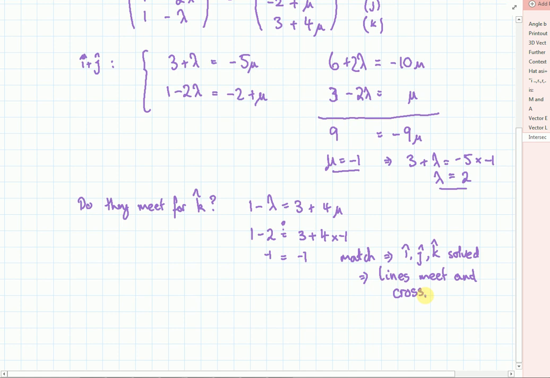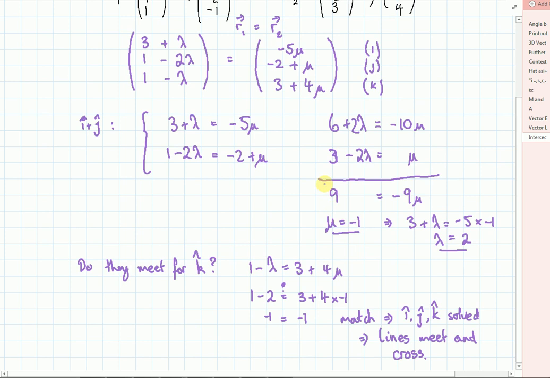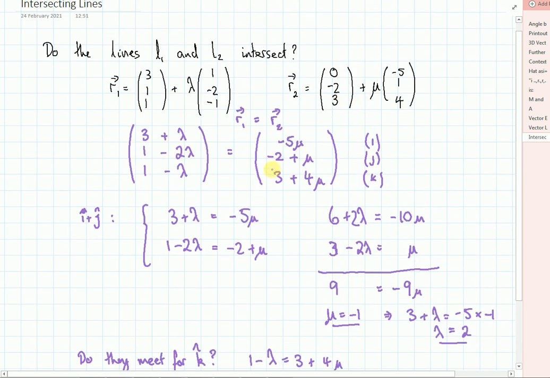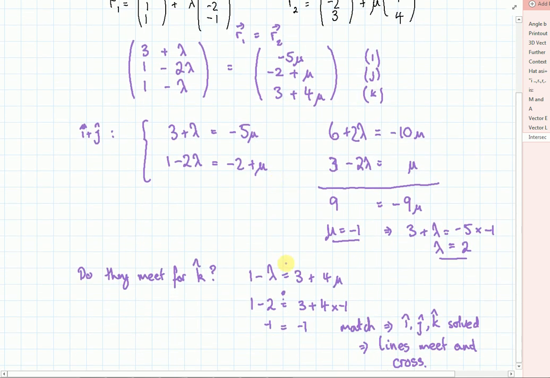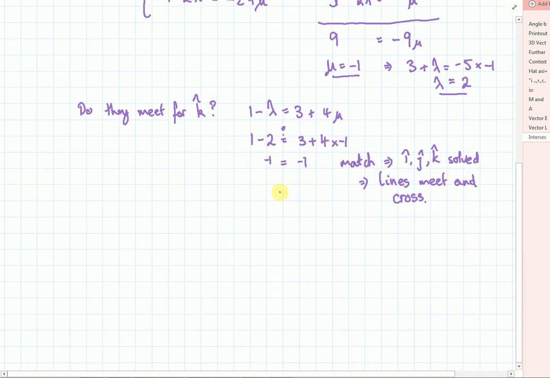If they hadn't, say this last one had been a 4 on this point, that would have been 4 there. And when we came to solving this last bit, that would have been 4 minus 4, which would have been 0. These two things don't solve. So if we can't solve for that one, if K doesn't match, that would actually say not crossing. Well, not intersecting.